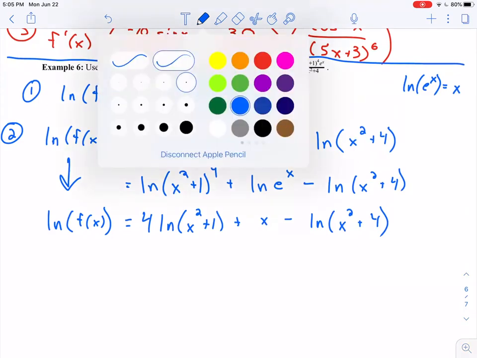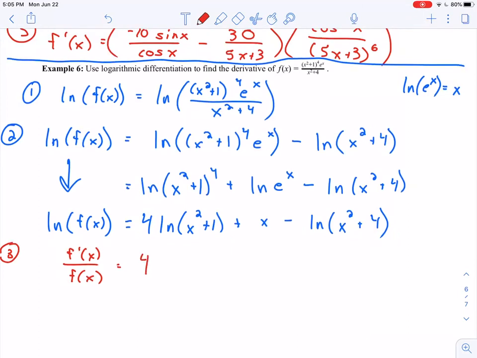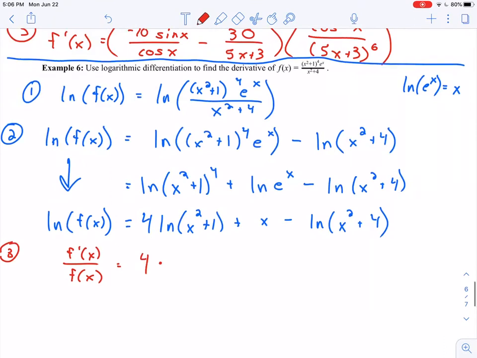Step 3, here's where we're going to take the derivative. So again, natural log of f of x, I need to remember to use my chain rule. So let's see, I should have f prime of x divided by f of x equals, on that right-hand side, I am going to have to use the chain rule here and here, but I think it's a little bit easier to see. 4, that constant multiple just comes down, times the derivative of the inside part, the derivative of x squared plus 1, that would be 2x, divided by that inside part of x squared plus 1, plus the derivative of x. Well, here I don't need to do anything fancy. That's just a power rule. Derivative of x, that's just 1.